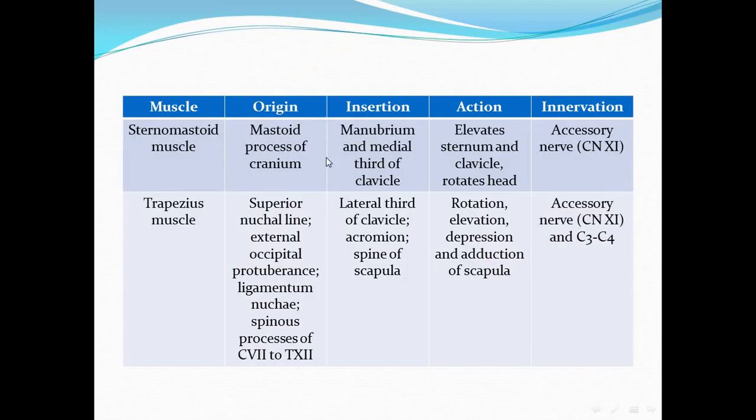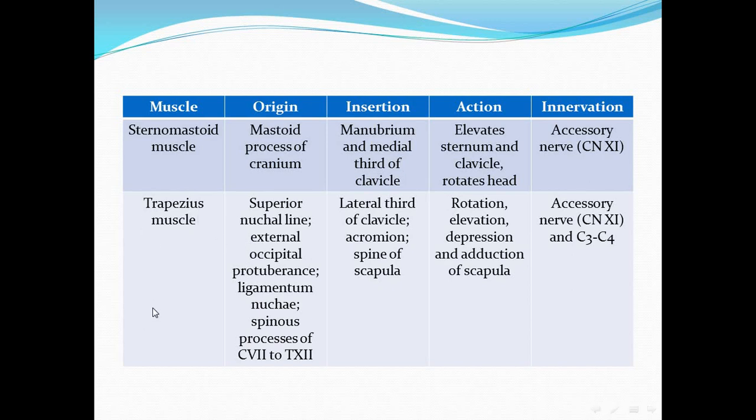So let's talk about the two large muscles of the neck, which are the sternocleidomastoid and the trapezius muscle. These are the ones that make the boundaries between the anterior and posterior triangles. The sternocleidomastoid, as the name may explain, extends from the sternum and the clavicle to the mastoid process, right? So it has two heads, the sternal head and the clavicular head. It originates from the mastoid process of the cranium, then inserts on these two structures with these two heads.